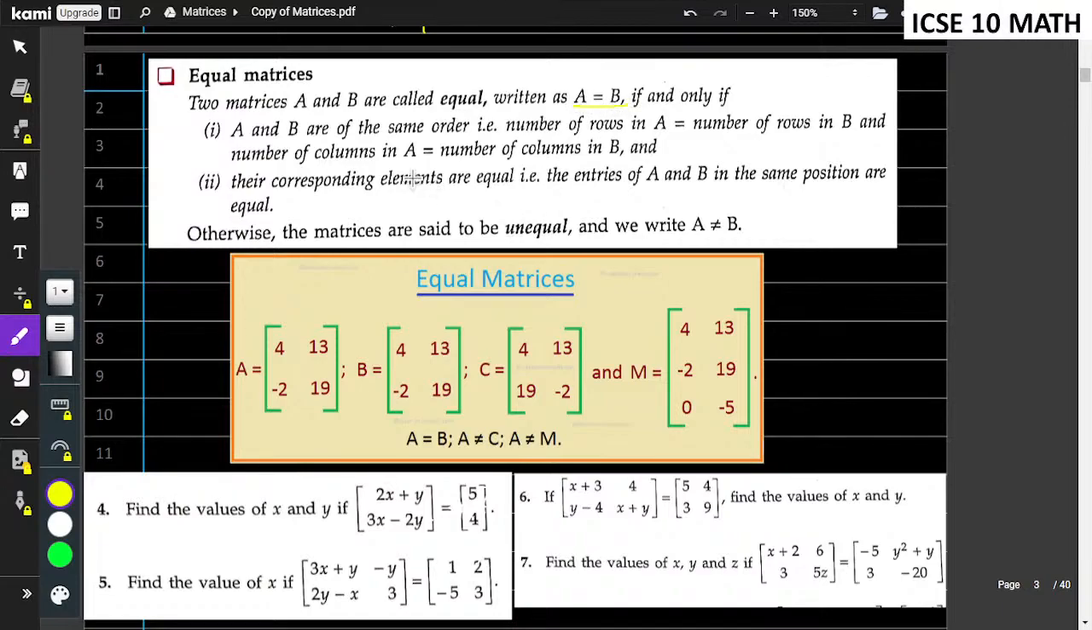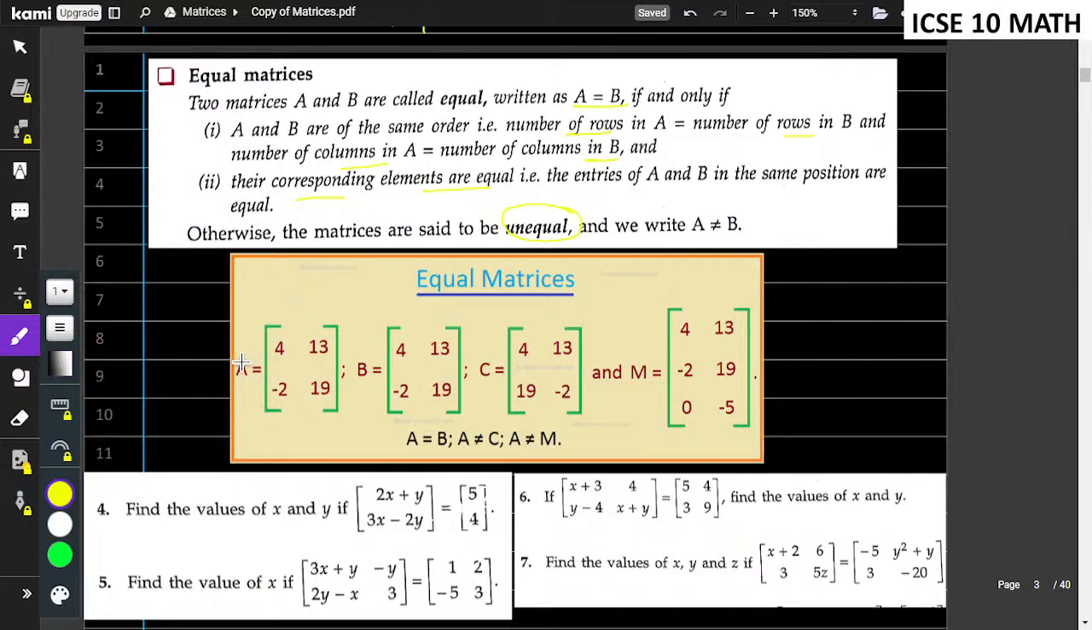What does that mean? A and B are of the same order: the number of rows in A equals the number of rows in B, and the same number of columns. So they have the same number of rows, same number of columns. Also the elements have to be in the same order, right? Their corresponding elements are equal. That is, entries of A and B in the same position are equal. Otherwise these are called unequal and we write A is not equal to B.